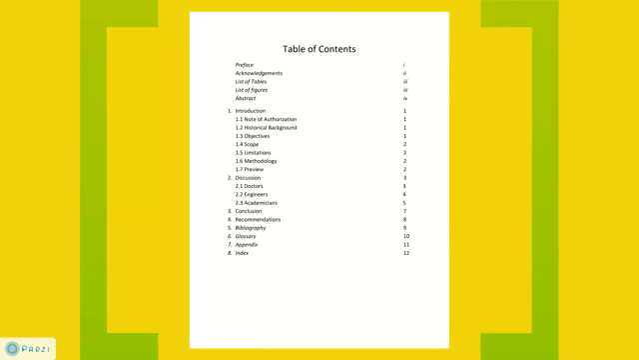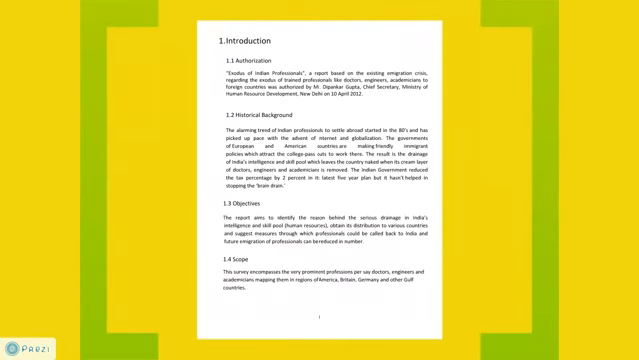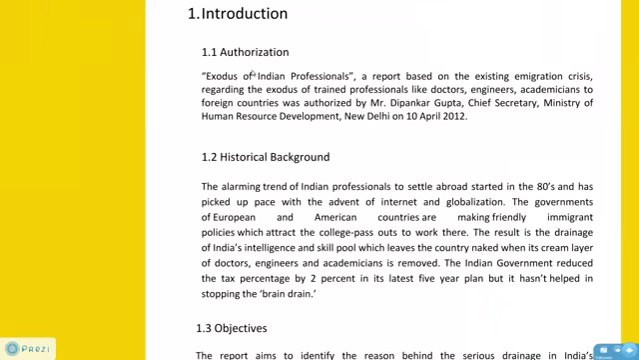This brings us to the first prime element of our discussion, the introduction. The introduction has 7 elements. The first element is the note of authorization. It contains the title of the report, the name and the designation of the personnel who has authorized you to write the report, and the date of authorization.